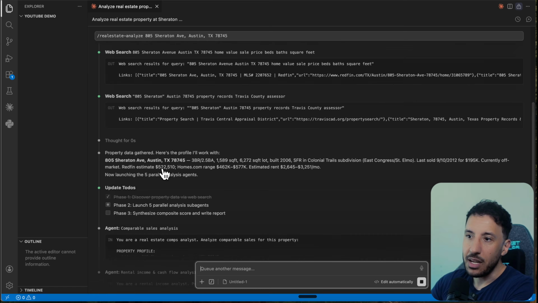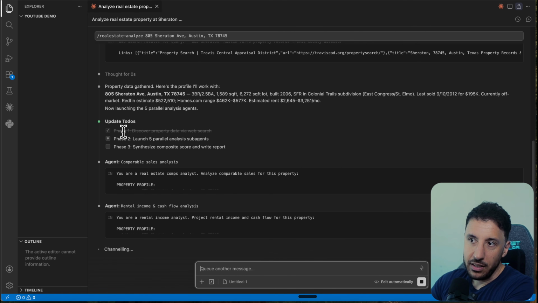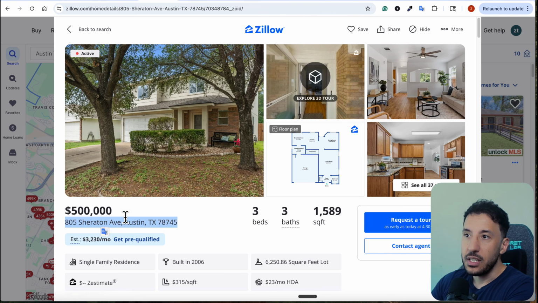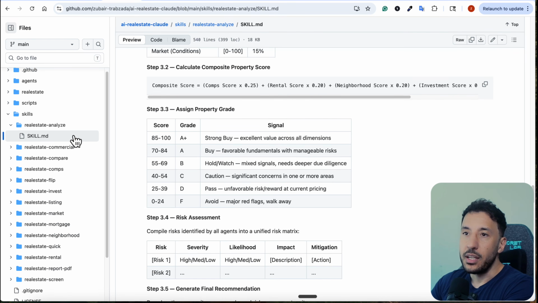And all of this is coming in based on, so as you can see right here, there you go. Phase 1 got completed. Phase 2 is being launched. The first agent is going to do comparable sale analysis. The second one is going to do rental income and cash flow analysis. The third one is doing neighborhood analysis. And all of this is coming in from our skills.md file.